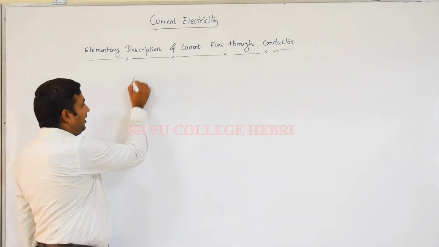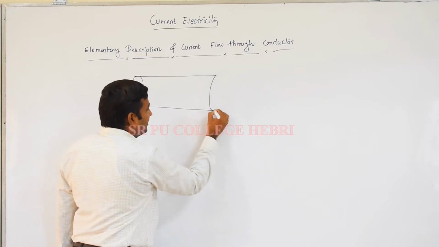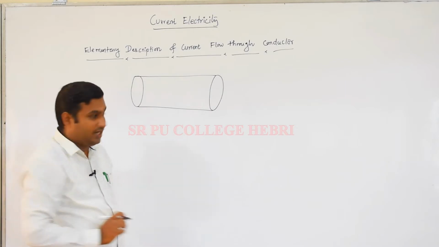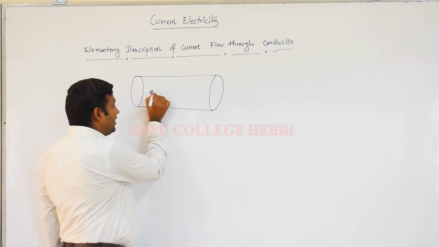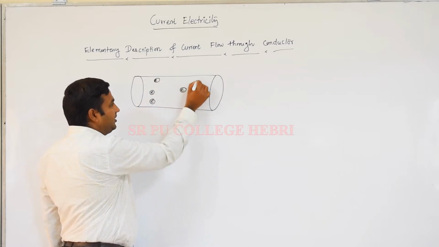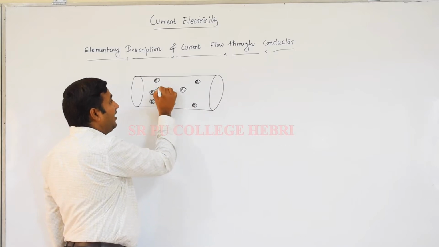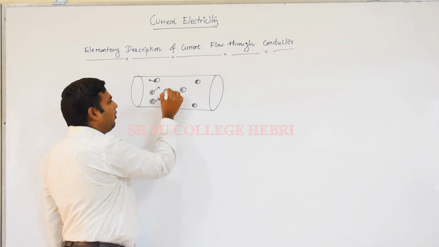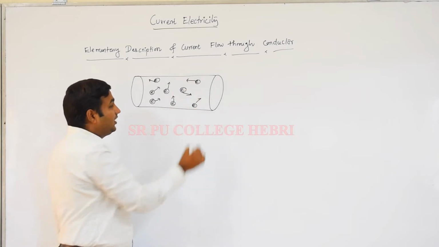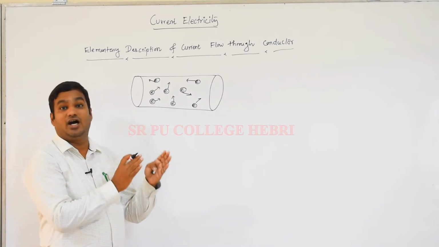If I consider any conductor, imagine this one is a conductor. This conductor is not under the influence of an electric field or electric potential. Whatever electrons, valence electrons or free electrons, are present in this conductor, all of them move randomly in different directions, or all possible directions, like this. Due to that randomness, these valence electrons collide with ions.